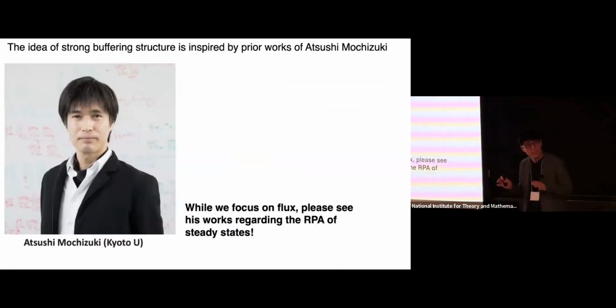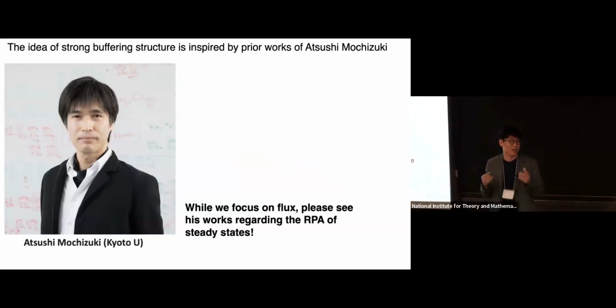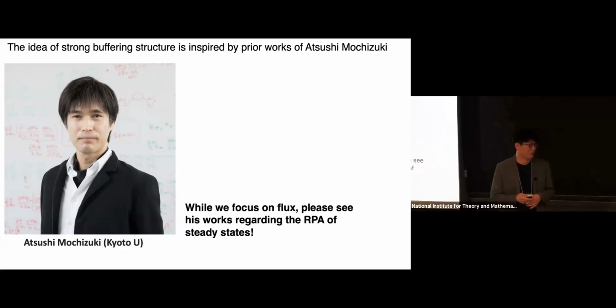So this idea of the strong buffering structure was actually inspired by the prior work of Atsushi Mochizuki at Kyoto University. Although we're focusing on the flux of the metabolic network, his work is mainly focusing on the steady state. So if you have an interest in similar things, please go over his work.